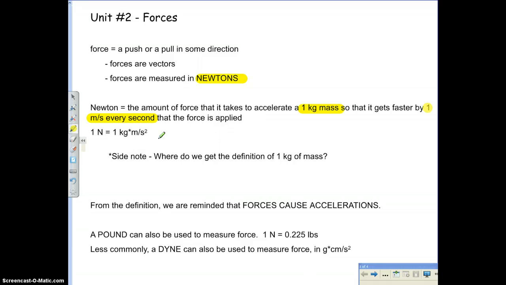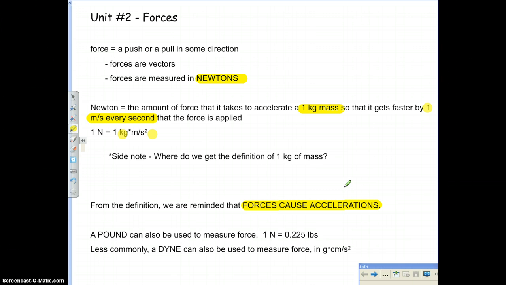Anyway, if the definition of 1 kilogram of mass changes, then the definition of a newton will change, because you can see that a newton is a derived unit, and it's definitely derived based on the amount of mass that is being accelerated. Okay, so anyway, key things here. Forces cause accelerations. This is really important that you understand that. So those two ideas are inseparable.